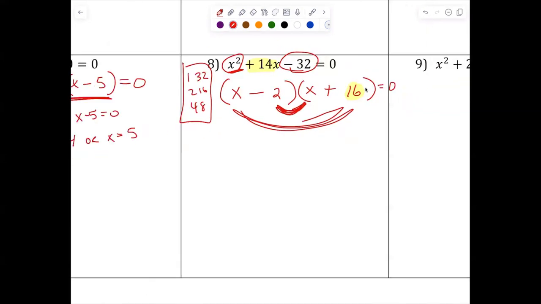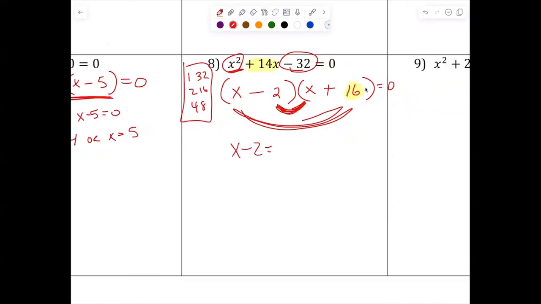And so now what? X minus 2 equals 0. X plus 16 equals 0. So X equals 2 or X equals, help me, negative 16. Those are my answers. Leah, how am I doing? Right? Anybody have a problem?